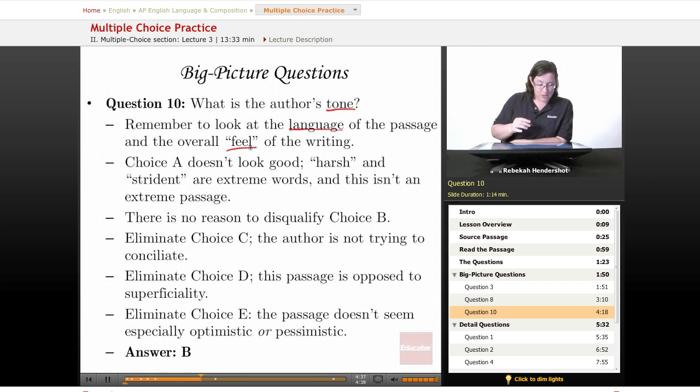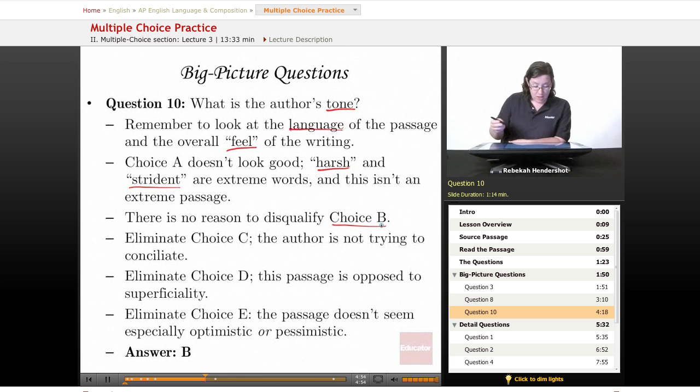So, choice A does not look too good. It uses the words harsh and strident. Those are clues. They're extreme words, and this isn't an extreme passage. So, if you're not dealing with something extreme, you probably don't want an extreme answer. There's no reason to disqualify choice B. It's perfectly good.